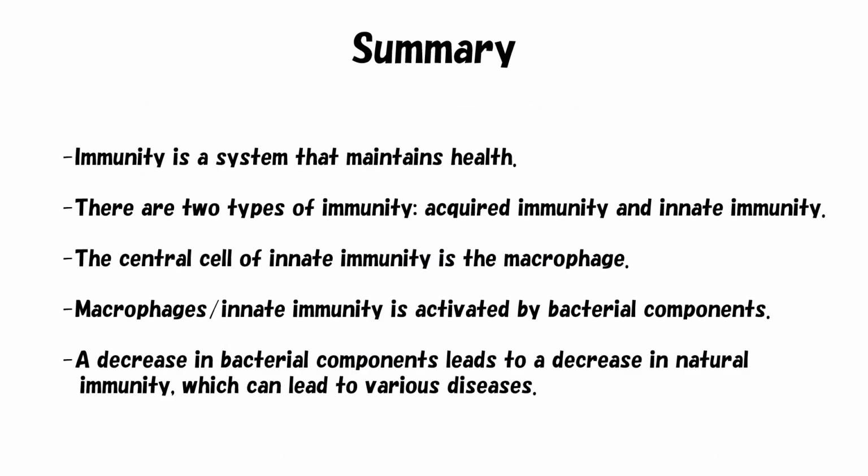In summary, immunity is a system that maintains health. There are two types of immunity: acquired immunity and innate immunity. Macrophages are the central cells of innate immunity. Macrophages and innate immunity are activated by bacterial components. A decrease in bacterial components leads to a decrease in innate immunity, which can lead to various diseases.